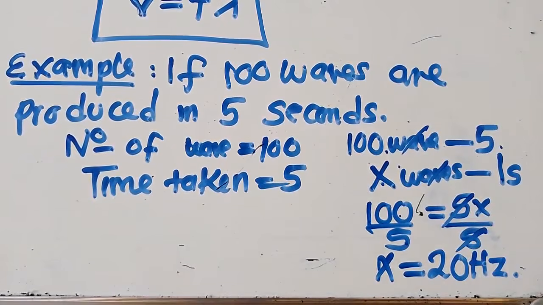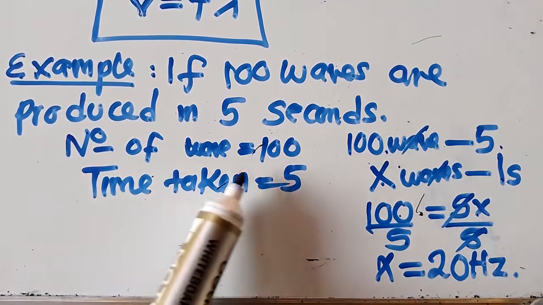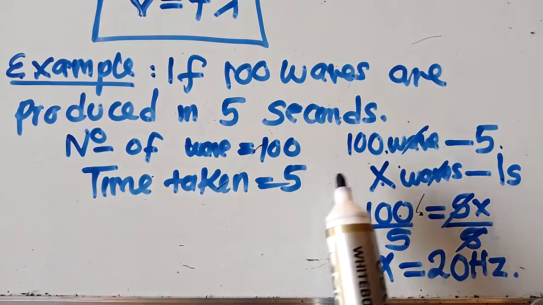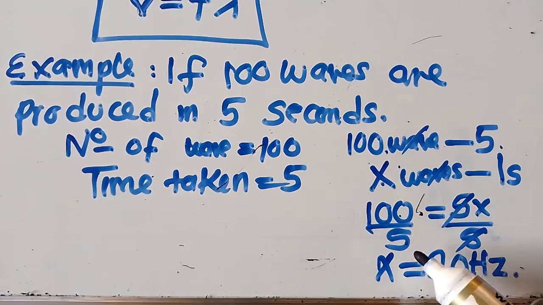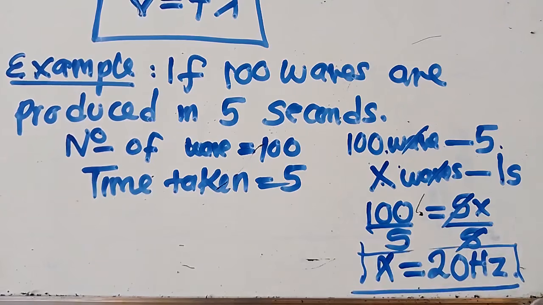This is the frequency. This is how you get to calculate frequency. If 100 waves are produced in 5 seconds, then what is the frequency? You say the number of waves is 100, time taken is 5. You say 100 waves, 5 seconds. Then x waves should take 1 second. Then you do the calculations. The answer that you are going to find is your frequency. This is what you need to understand.